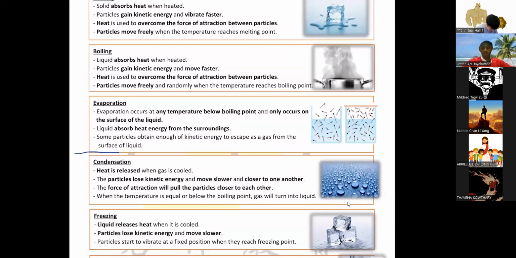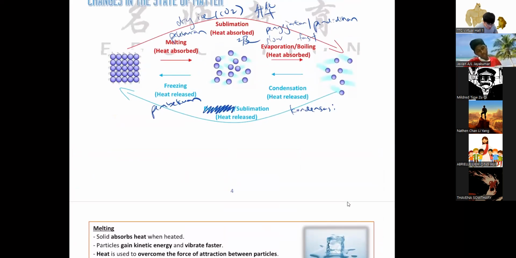Please draw a line here. Please draw a line here after, between evaporation and condensation. Please draw a line here. So this is the detail about all these processes. As you can see here, melting and evaporation. Let's not care about the sublimation first. Evaporation, boiling, and melting, they are in red arrows.